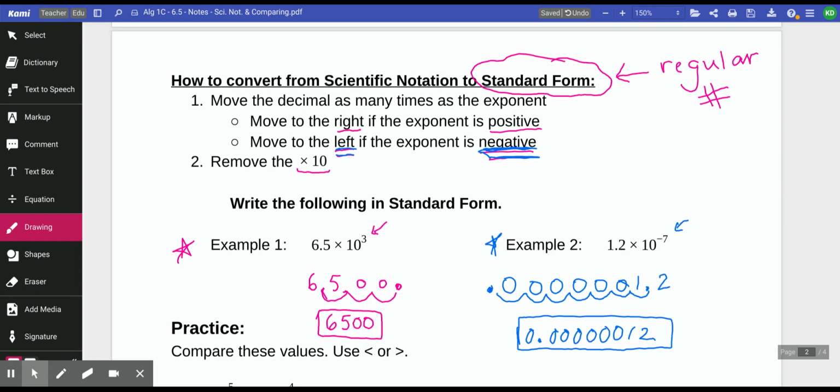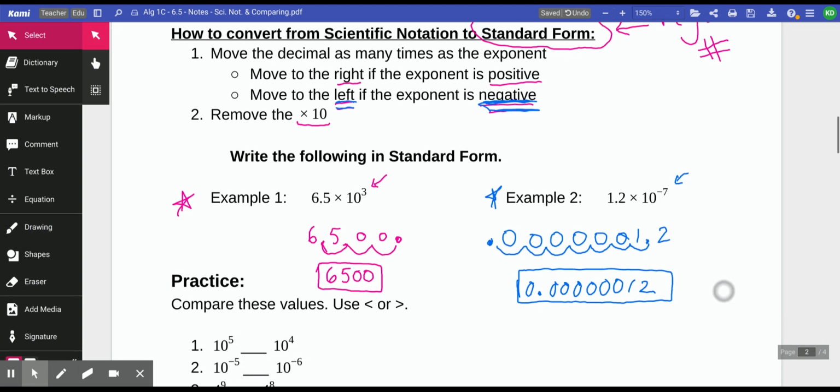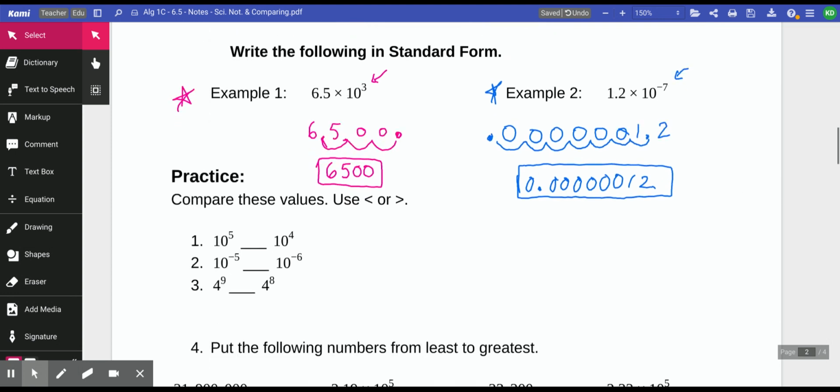What if this was a -20, right? We wouldn't want to write that number with 20 zeros or 19 zeros in front of it. It would be a lot to read. So that's why we use exponential form.